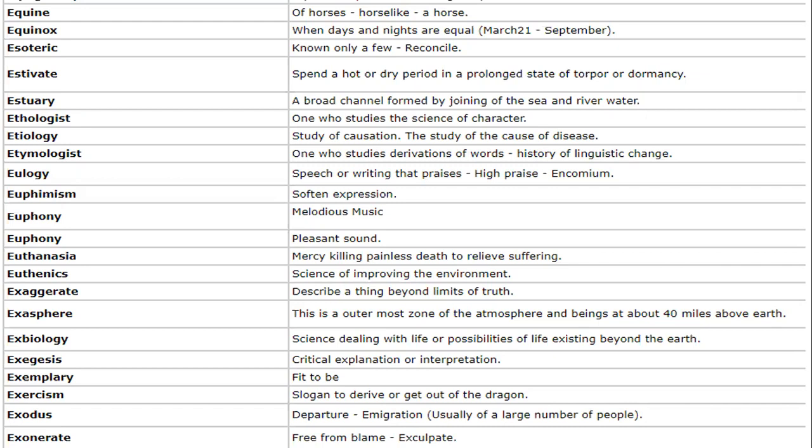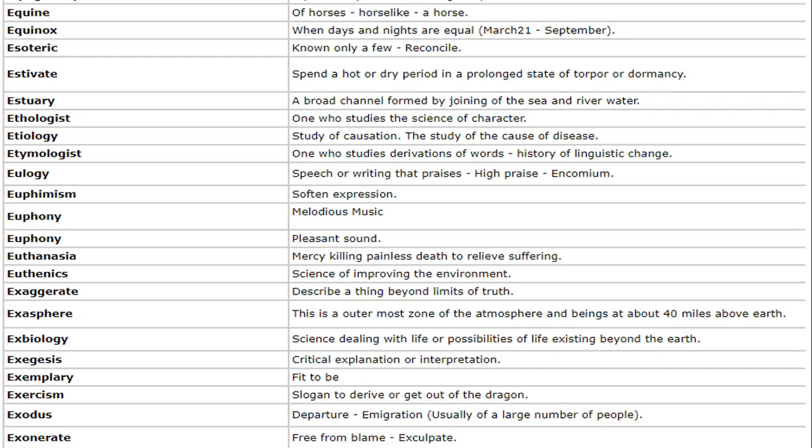Eulogy, a speech or writing that gives high praise. Euphemism, a mild expression. Euphony, melodious music. Euthanasia, mercy killing to end pain and suffering. Eugenics, science of improving the environment.